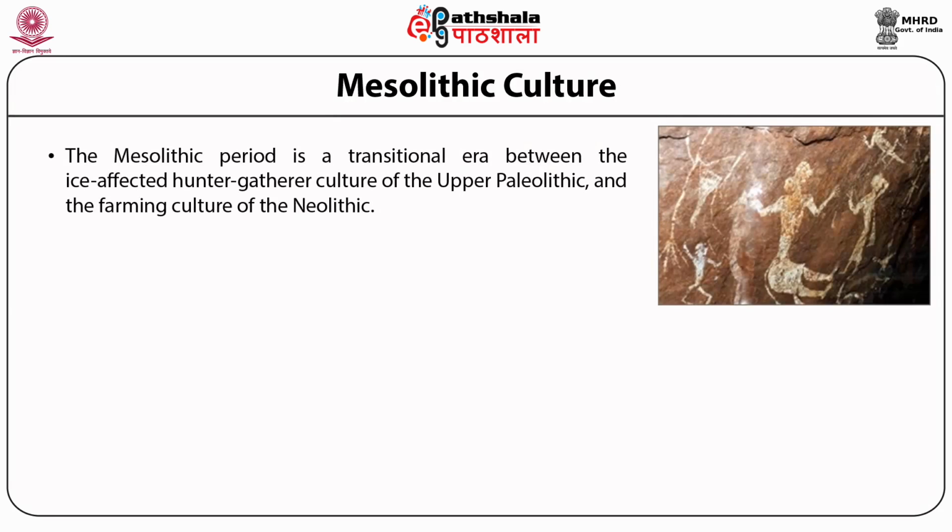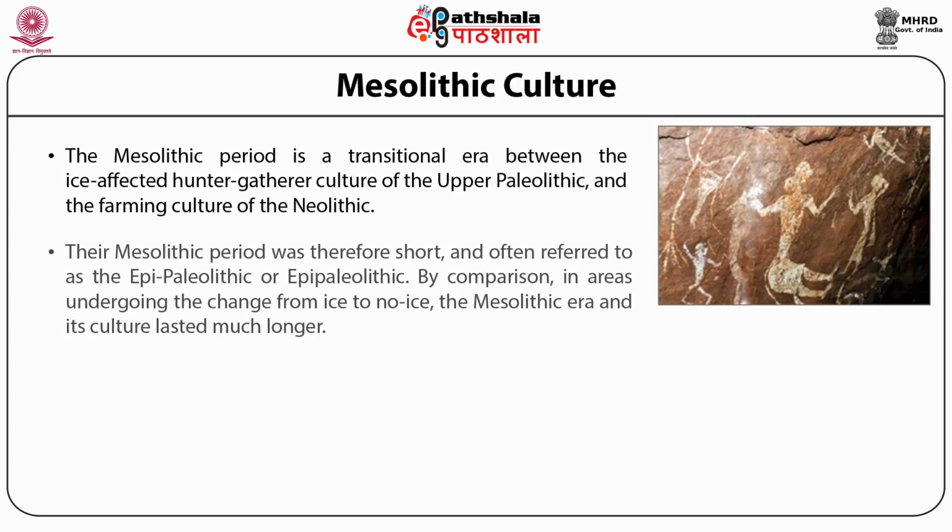The Mesolithic period is a transitional era between the ice-affected hunter-gatherer culture of the Upper Paleolithic and the farming culture of the Neolithic. The greater the effect of the retreating ice on the environment of a region, the longer the Mesolithic era lasted. So, in areas with no ice, people transitioned quite rapidly from hunting-gathering to agriculture. The Mesolithic period was therefore short and often referred to as the Epipaleolithic culture.